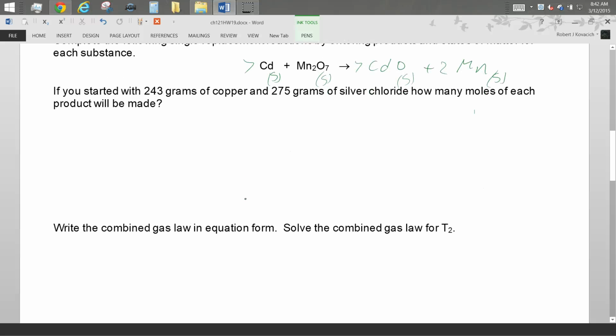So this question was a little bit different than the other questions that we had before. I just wanted you to stop at the number of moles instead of going all the way out to grams. So I've got silver chloride and I'm reacting it with, what am I reacting with? Copper? Oh yeah, copper. And I want to know how many moles of each product will be made. So it's the same kind of question, we're just not going all the way to grams.